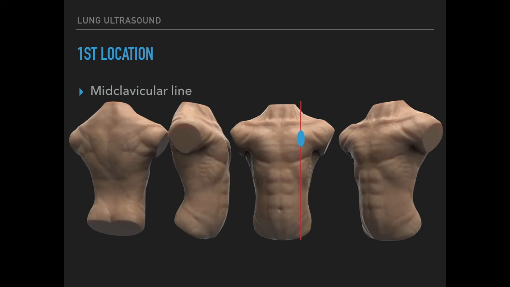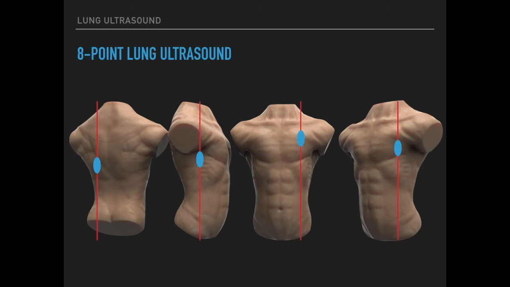First one was a midclavicular line, looking at the anterior lung field. Move to the anterior axillary line, look at the anterior lateral lung field. Move to the mid-axillary line, looking at the lateral lung field. And then the mid-scapular line, looking at the posterior lung field. So 8-point lung ultrasound, 4 points on each side.